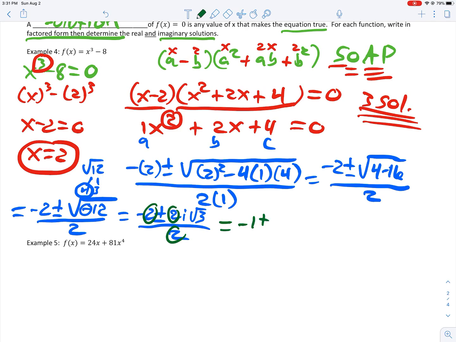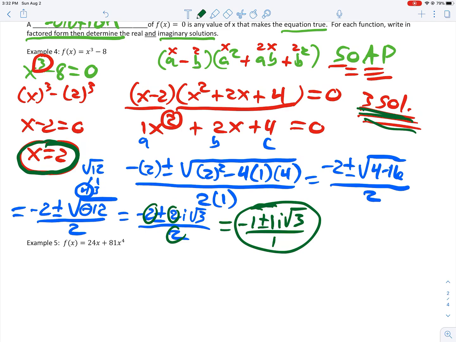Notice that 2, 2, and 2 are all divisible by 2. So I can divide them all by 2, and there's my second and third answer. So I got one real solution up in green here that I'm circling, and I have two imaginary, which is a total of 3, just like we said there should be.